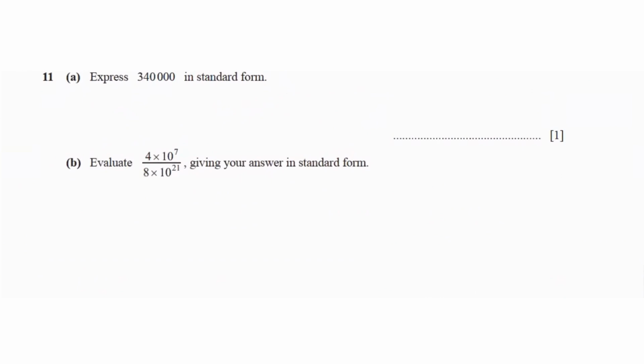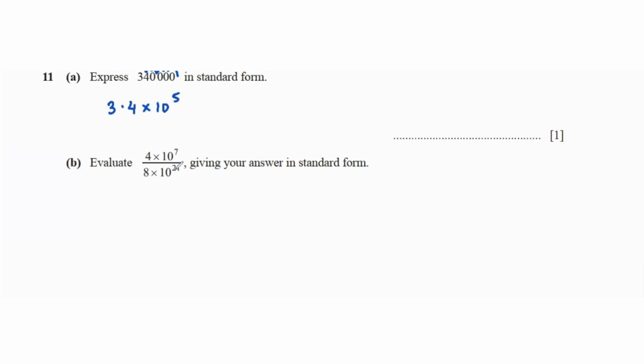Express 340,000 in standard form. So what we're going to do is move the decimal 1, 2, 3, 4, 5 places to the left. That's 3.4 times 10 to the power of 5.